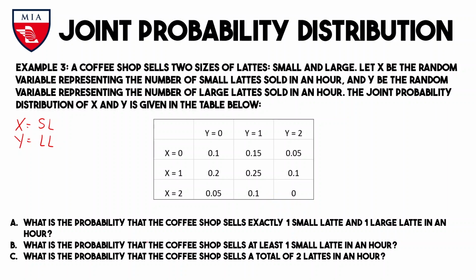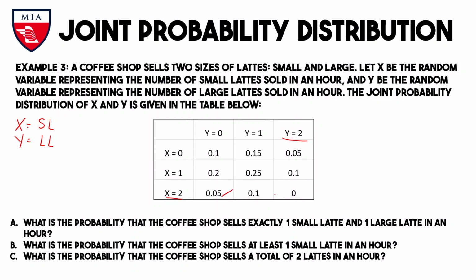So next, letter C. What is the probability that a coffee shop sells a total of 2 lattes in an hour? So we need to find the total probability wherein the coffee shop will sell 2 lattes in an hour. So what are the parameters that fall under 2 lattes? Okay, so let's look at the table again. What are the parameters, rows or columns, in terms of x and y that has two? Two values. Okay, so we have x is equal to 2 and y is equal to 2, wherein the values are the following.